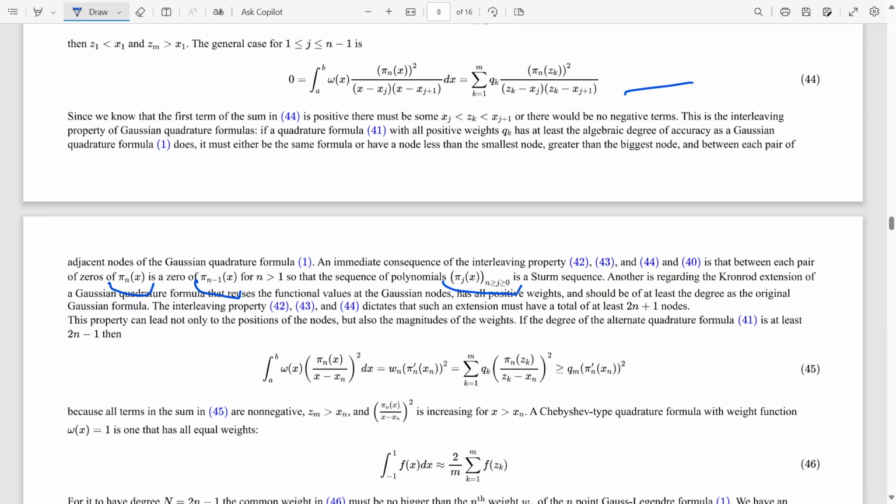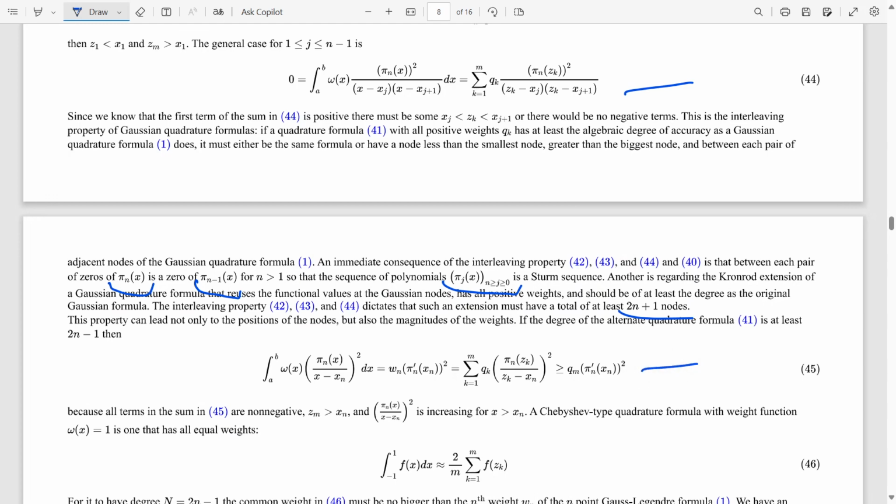A Kronrod extension of a Gaussian quadrature formula uses the Gaussian nodes, has all positive weights, and at least the degree of the Gaussian formula. The interleaving property dictates that it must have at least 2n plus 1 nodes. Okay.